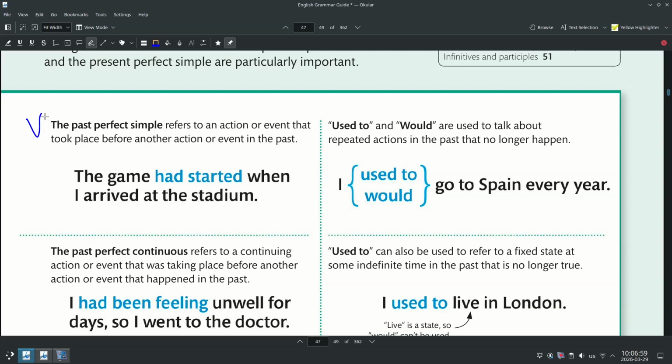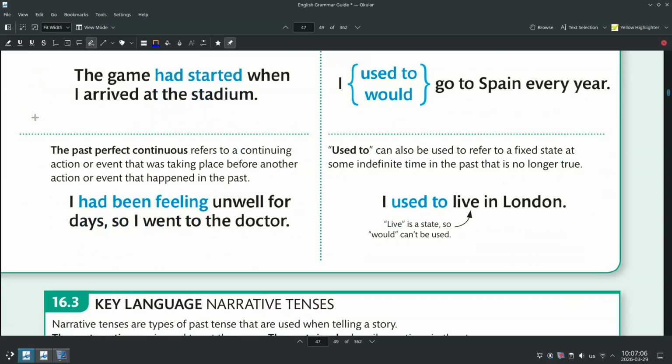I would go to Spain every year. The past perfect continuous refers to a continuing action or event that was taking place before another action or event that happened in the past.